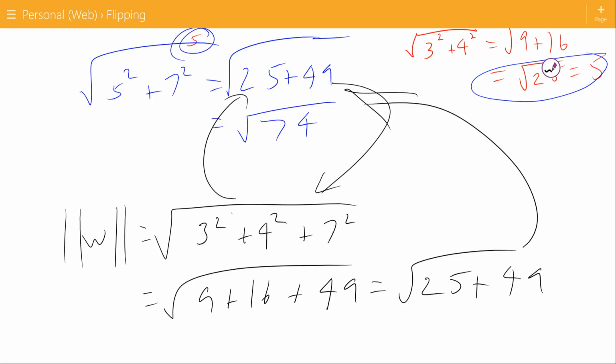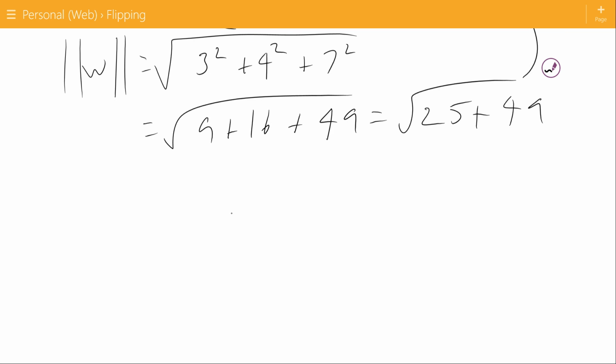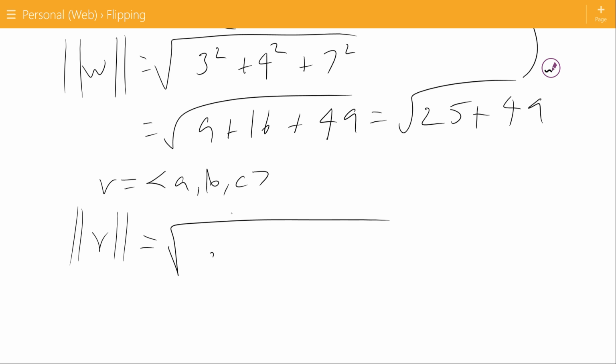The same thing. So if you're finding the magnitude of a vector v, and let's say v is a comma b comma c, that's just going to be the square root of a squared plus b squared plus c squared. That's it. You don't have to go through multiple steps. That will give you your magnitude in 3 dimensions.